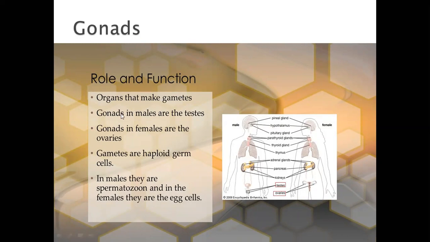Organs that make gametes, gonads in males are the testes and gonads in females are the ovaries. You know about it. The gametes are haploid germ cells. In males, they are spermatozoa, and in females, they are the egg cells. Okay, now see what the ovary is. Female gonads are the ovaries and male gonads are the testes. And now I'm going to tell you about the hormones of the testes and the hormones of the ovaries.